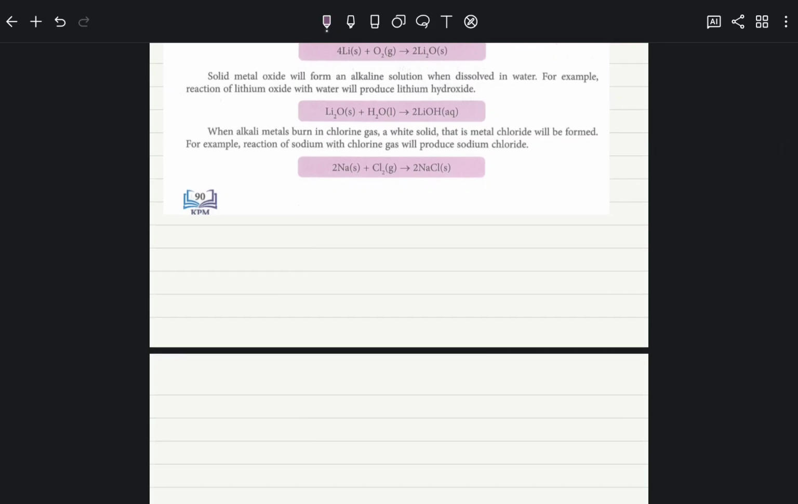I simplified it. We know the group 1 elements that we learn have only 3 main ones: lithium, sodium, and also potassium. So my question is, how do we investigate the chemical properties?